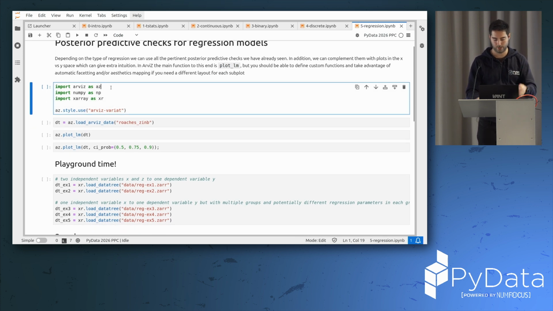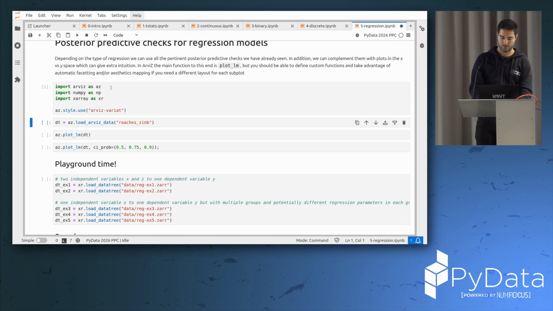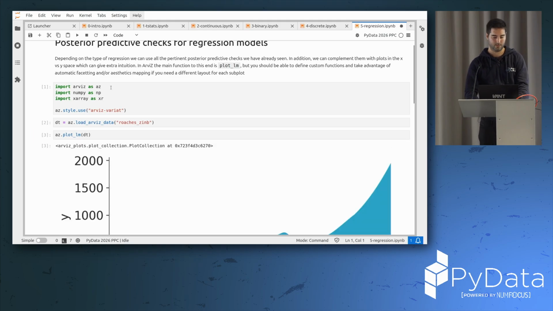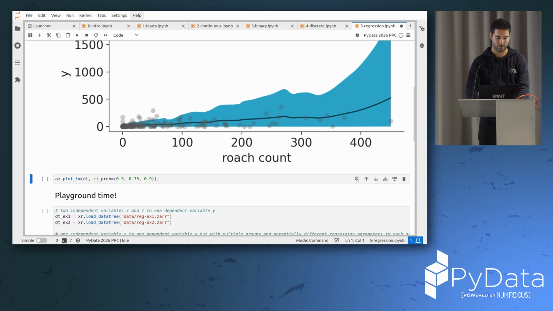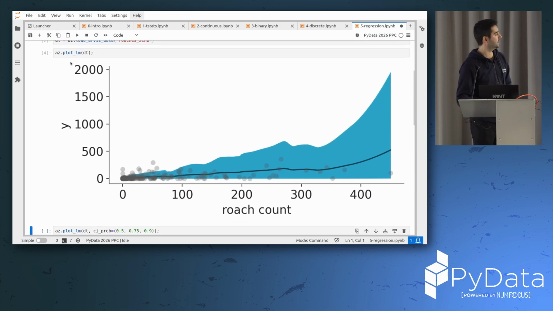But in general, when we are doing regression models, what we will want to do is the plotting of the observations and the posterior predictive as a band over those observations. So this is, I think, zero inflated negative binomial regression. And the default is for ArviZ to generate this kind of plot with plot_lm. The dots are the observations, the line is the mean of the posterior predictive, and the band is a credible interval for the whole posterior predictive.